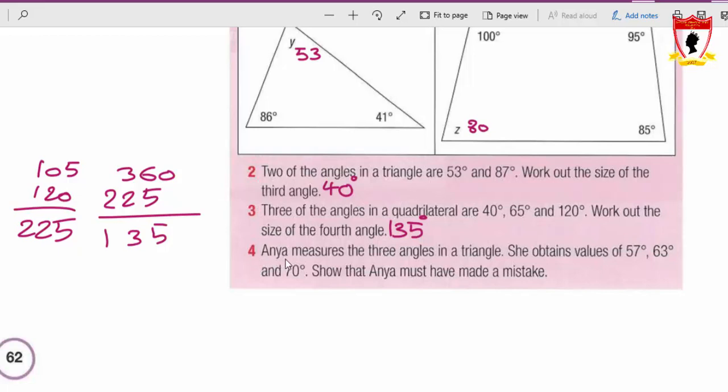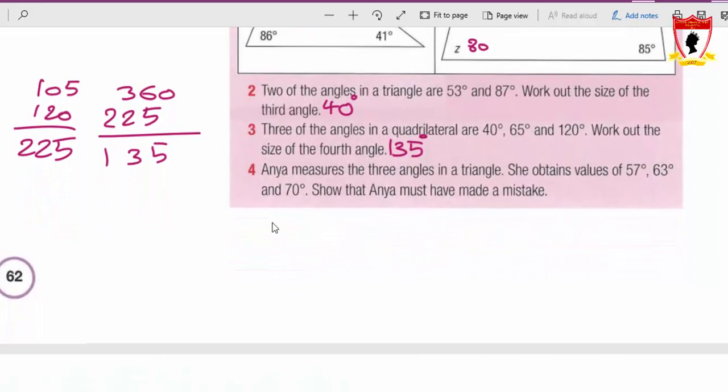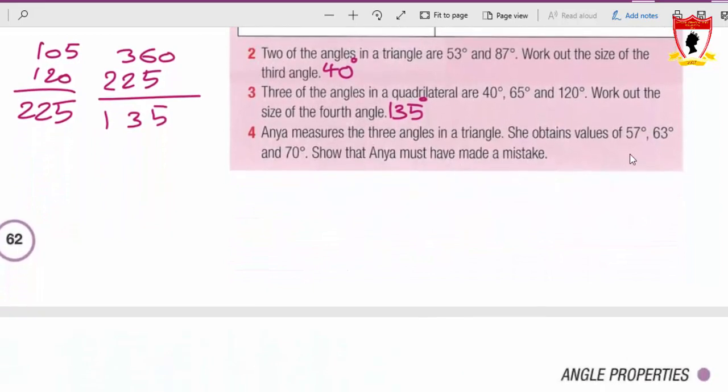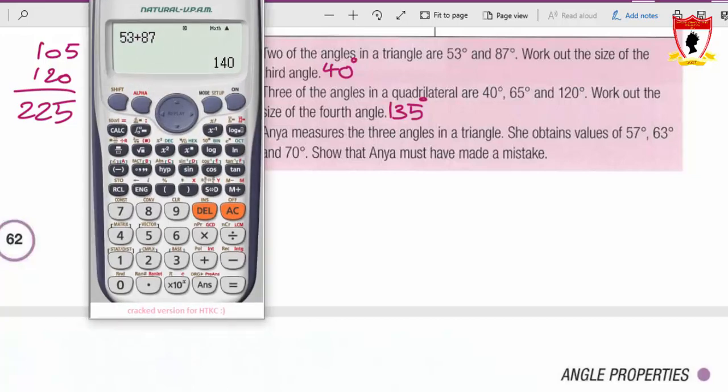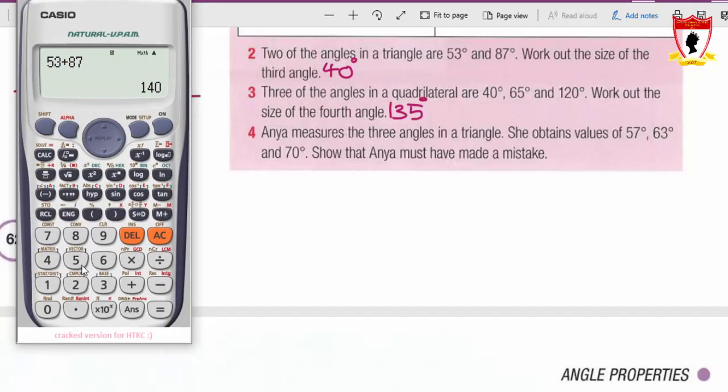Question 4. Anya measures the three angles in a triangle. She obtains values of 57, 63, and 70. Show that Anya must have made a mistake. What we know about triangles is that all the angles together must add up to 180. If you get something more or less than 180, it's not acceptable. It means you are not dealing with a triangle.